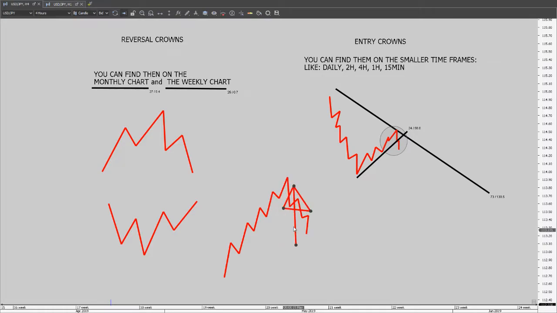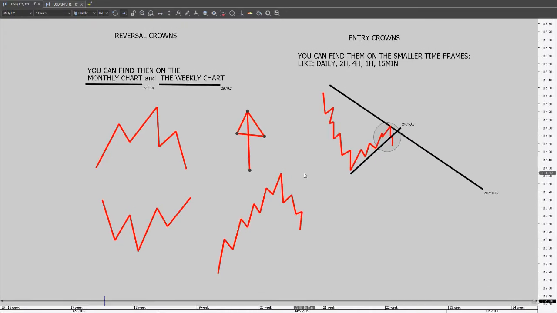If it's going to fall on the monthly, of course, it's going to fall also on the weekly and daily and 2 hour, right? The time frames are going to follow the monthly chart. So the lesson for today, we have reversal crowns and we have entry crowns.